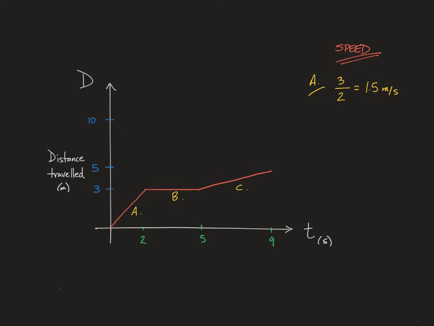Now to take a look at segment C, I want you to pause the video and do a quick calculation on speed just for segment C. Okay, we're back. In segment C, we should have said that we traveled a distance of 2 meters and it took us 4 seconds, and therefore we had a speed of 0.5 meters per second. Hopefully that matched up and we're good on calculating speeds.